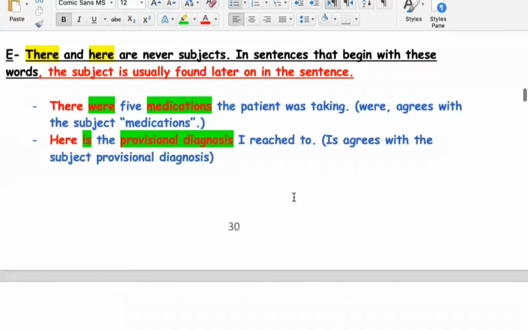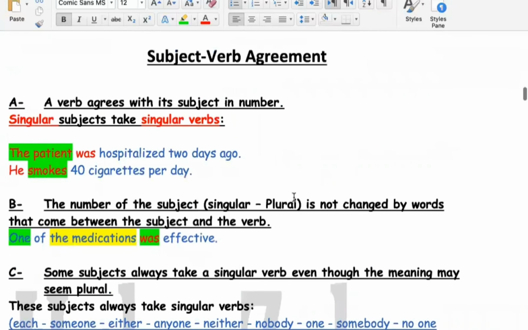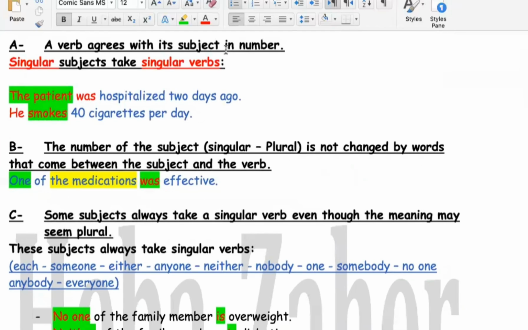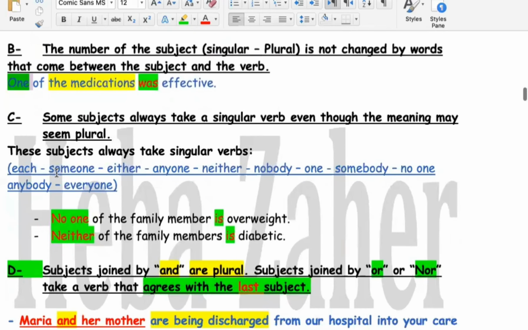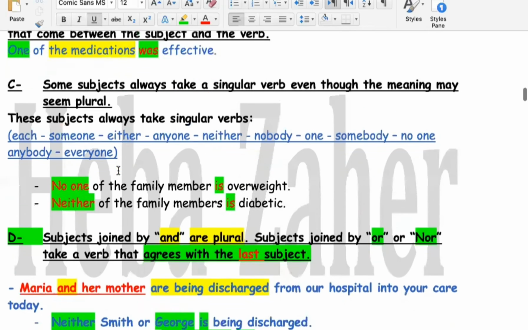Okay, so let's recap again quickly, guys. Doctors, I'm sorry. Okay, so number one, a verb agrees with its subject in number. Singular subjects take singular verbs, and plural subjects take plural verbs, okay? The number of the subject, singular or plural, is not changed by words that come between the subject and the verb, like one of the medications was effective, okay? Here we are talking about just one of the medications, not all the medications, so the verb must agree with the subject. One of the medications was effective. These subjects always take singular verbs: each, someone, either, anyone, neither, nobody, one, somebody, no one, anybody, and everyone.